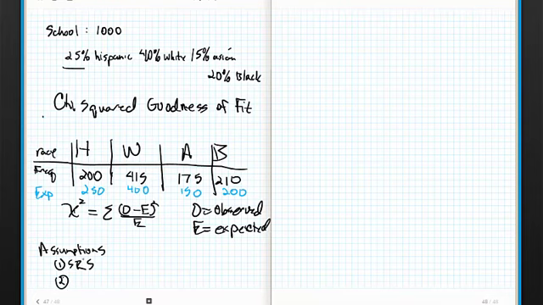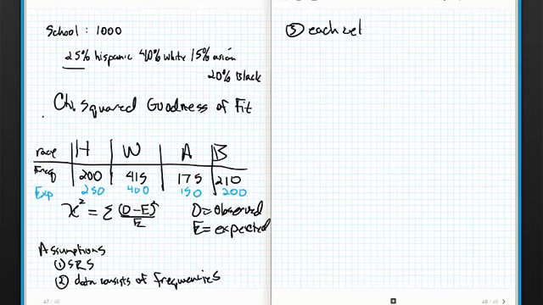All right, number two, the data consists of frequencies. And by frequencies, that just means these guys. So we're not going to write them as proportions. We're not going to write them as probabilities. Okay? Then last but not least, and probably the most important, is each cell is at least 5.